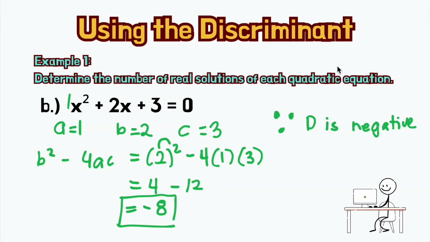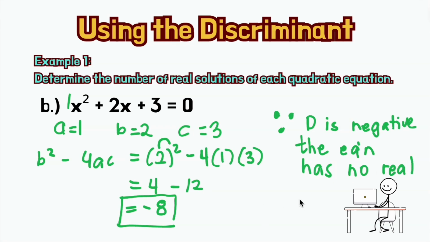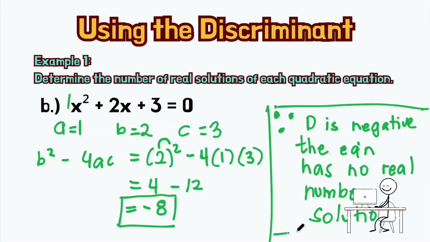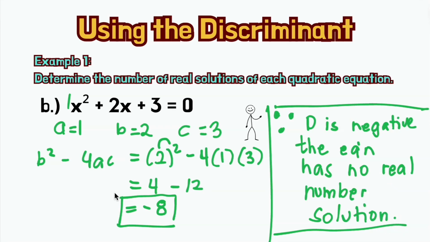based dun sa ating case, the equation, this is our final analysis, the equation has no real number solution. If you want to check it, just try to solve this using the quadratic formula, and you get to find that there is no real number solution dahil ang discriminant natin is negative.